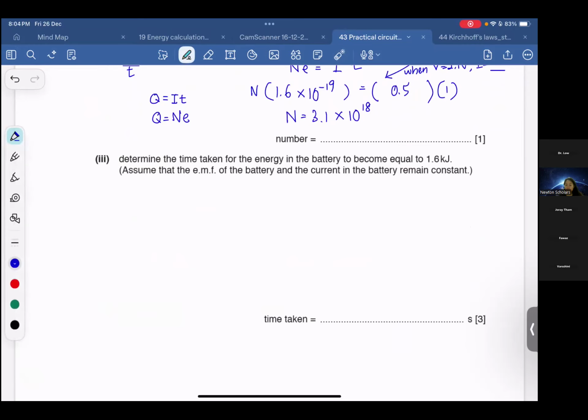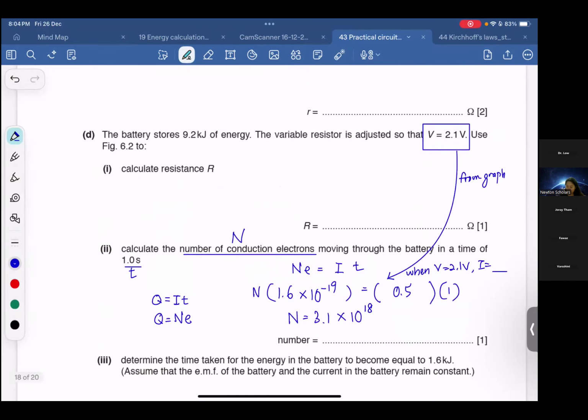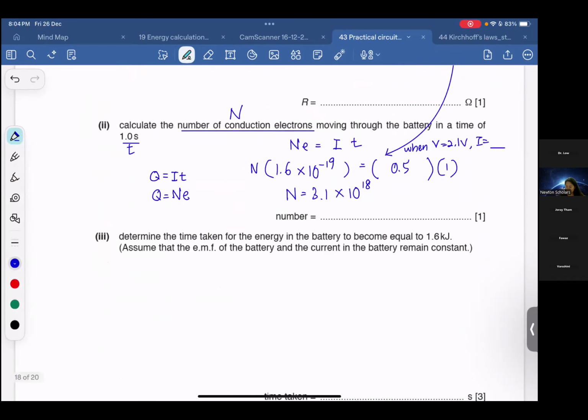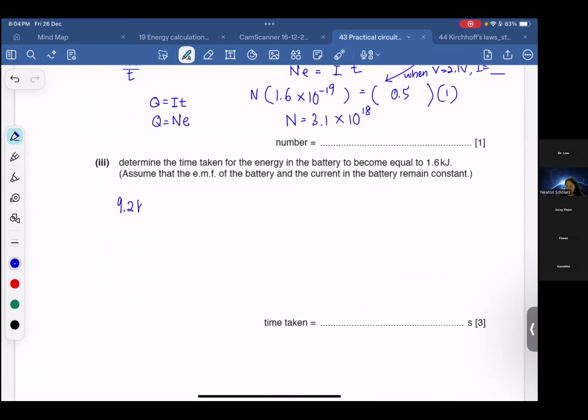Okay, I'll give you some hints. The battery starts with 9.2 kilojoule of energy. This is the starting total energy in the battery. But at the end, it becomes 1.6 kilojoule. That means some energy is lost in the battery. The question is asking how long it takes to drop to 1.6 kilojoule. Assume that the EMF of the battery and the current remain constant.